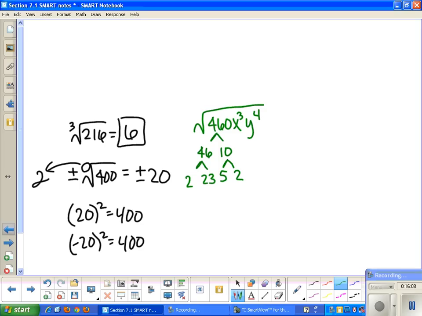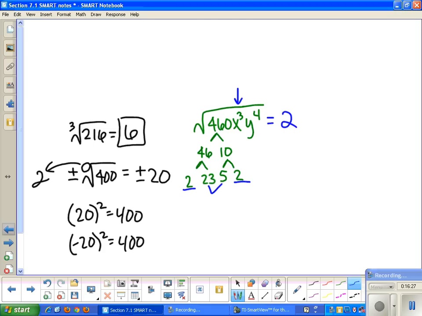So I'm looking for groups of 2 since my index is 2. So this and this would make one group of 2, so that means I put a 2 on the outside. Now 23 and 5, there's no groups of 2 and they don't break down, so that means 23 times 5 stays underneath my radical. Before I do that, I'm going to go ahead and simplify my variables.